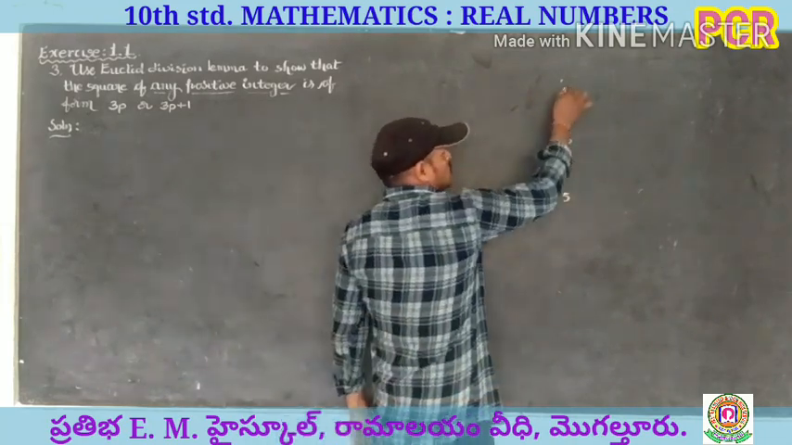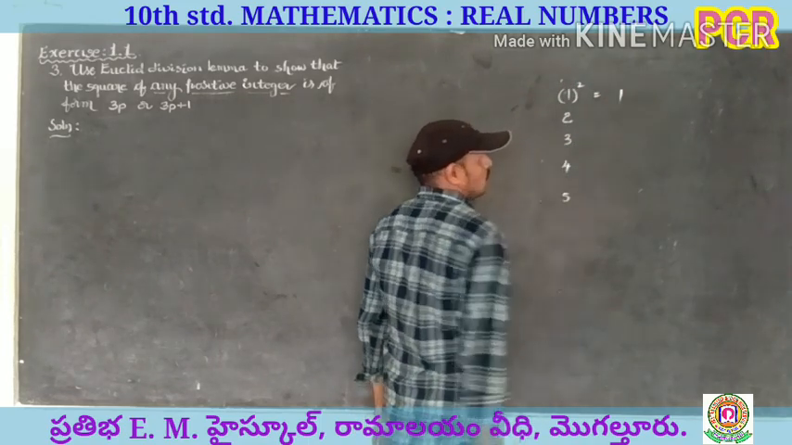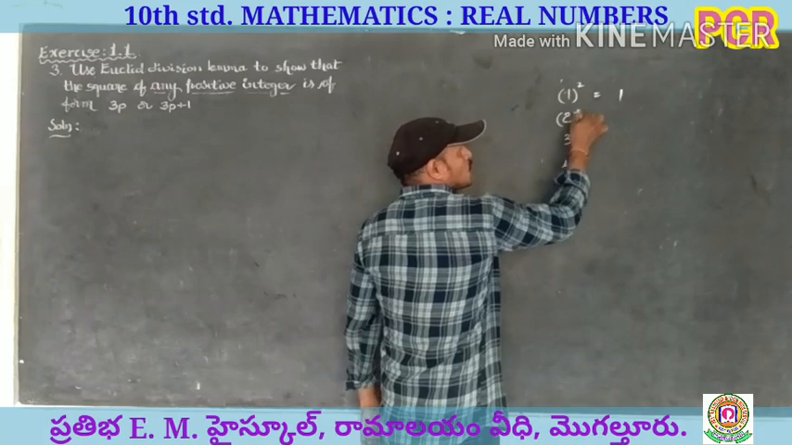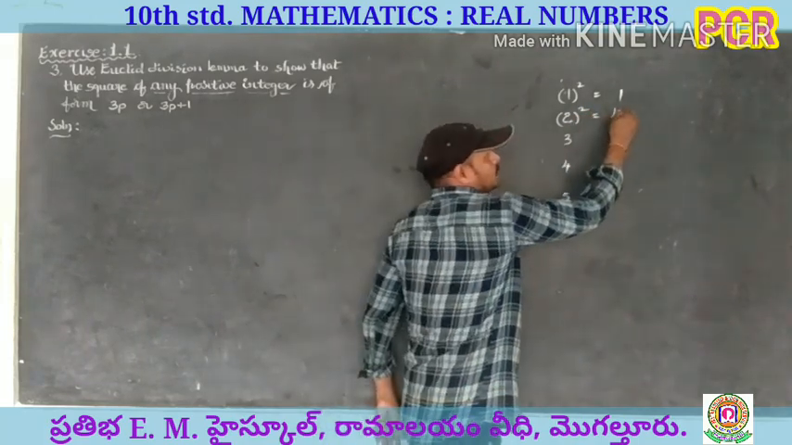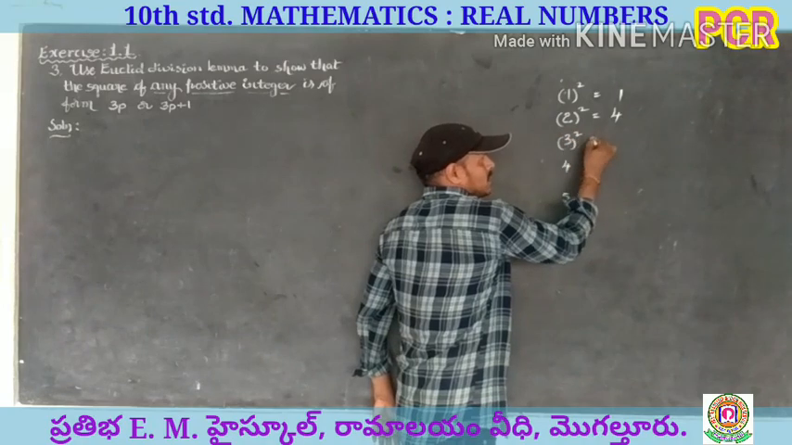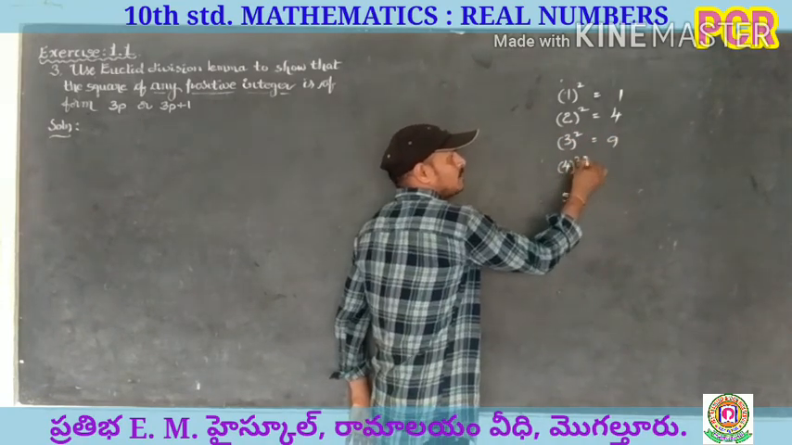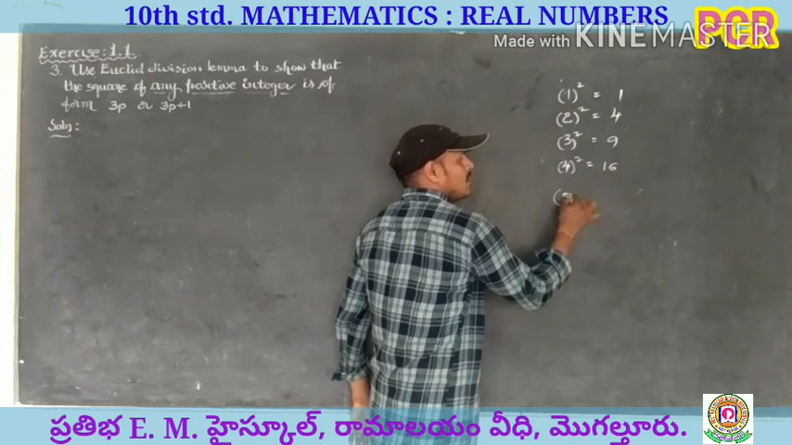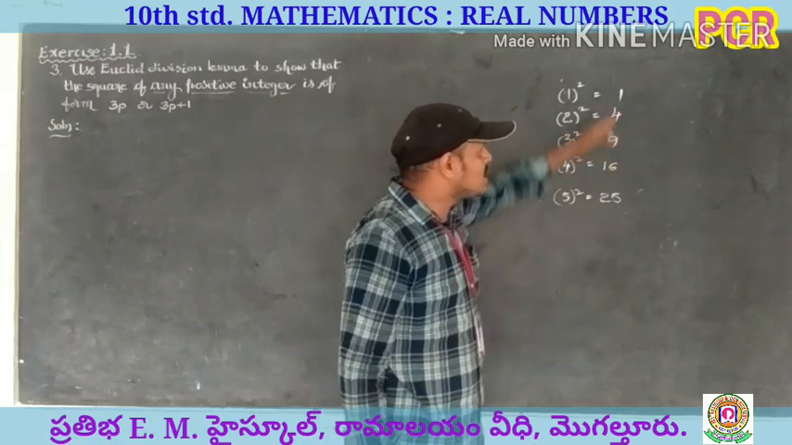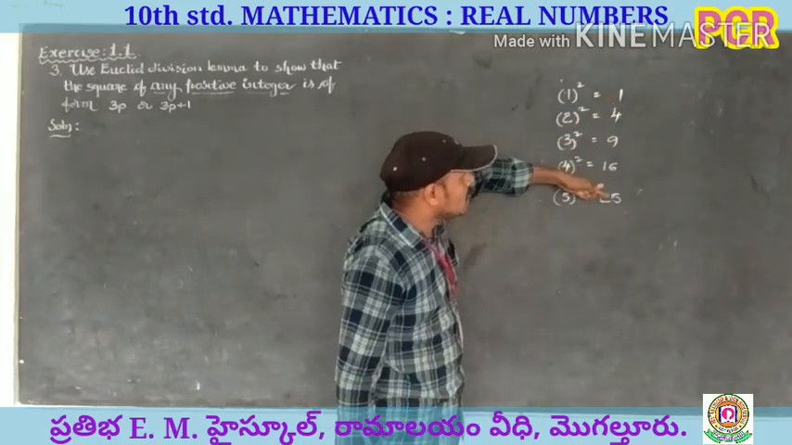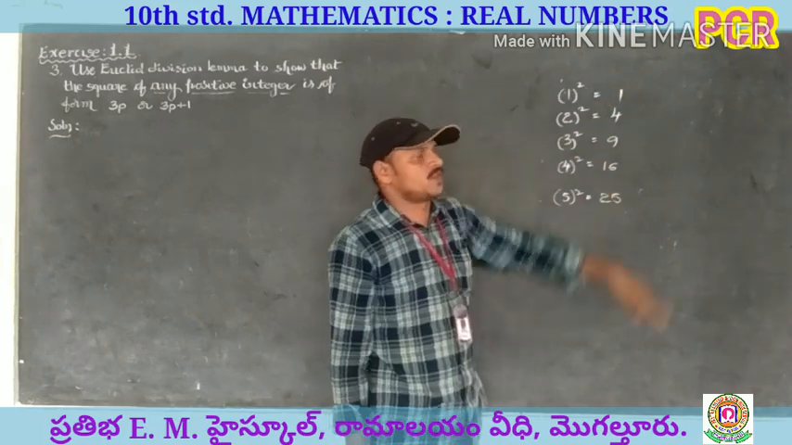The squares of the positive integers: 1 square is equal to 1. 2 square is equal to 2 2s are 4. 3 square is equal to 3 3s are 9. 4 square, 4 4s are 16. 5 square, 5 5s are 25. So these are the squares of the positive integers.